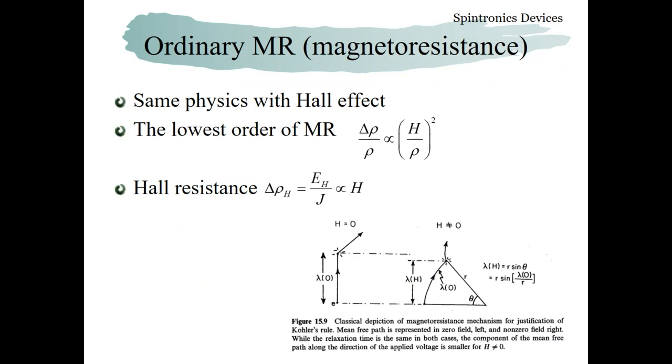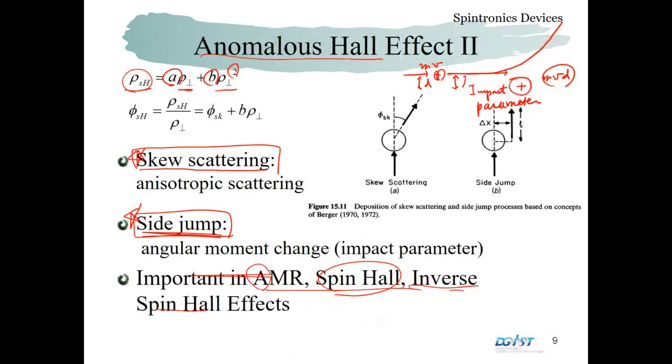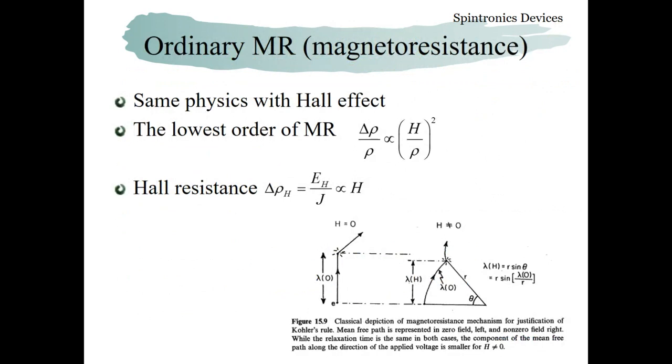Okay, so far we have been talking about the Hall effect, and now we move on to magnetoresistance. Please keep in mind, in the Hall effect, when we have such a current, we measure the voltage change in the transverse direction. But in MR, we measure the longitudinal transport.